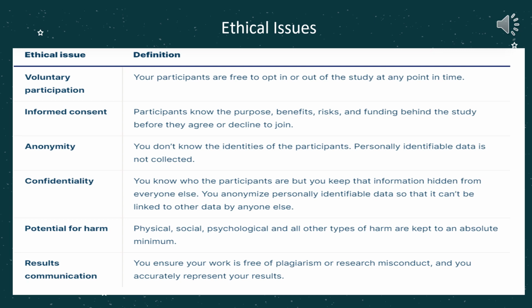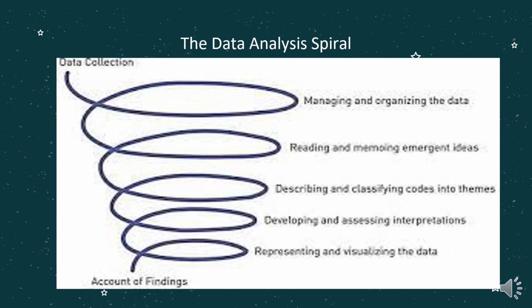Next is the potential for harm. Physical, social, psychological, and all other types of harm are kept to an absolute minimum. For the results, you have to ensure your work is free of plagiarism or research misconduct, and that you accurately represent your results. Moving on to how the data analysis spiral works. According to Creswell, the data analysis process, despite which strategy is used, is a spiral. A visual representation of the spiral is on your screen.